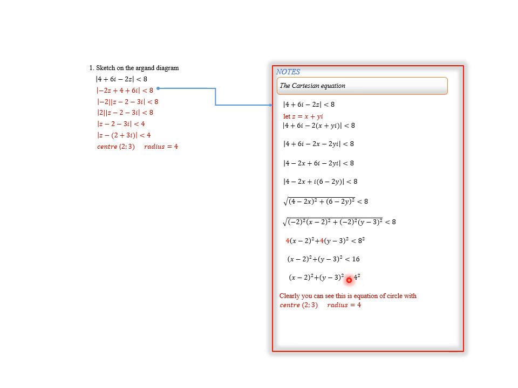We need the part which is inside the circle. Let's see how we are going to sketch it. We plot our imaginary axis and real axis. Our 2 and 3 here is in the first quadrant. Then we have a radius of 4 units. The circle that we are going to draw is a broken circle. We are shading inside the circle. Why? Because moving from the center to any point inside the circle, the distance will be less than 4 units.